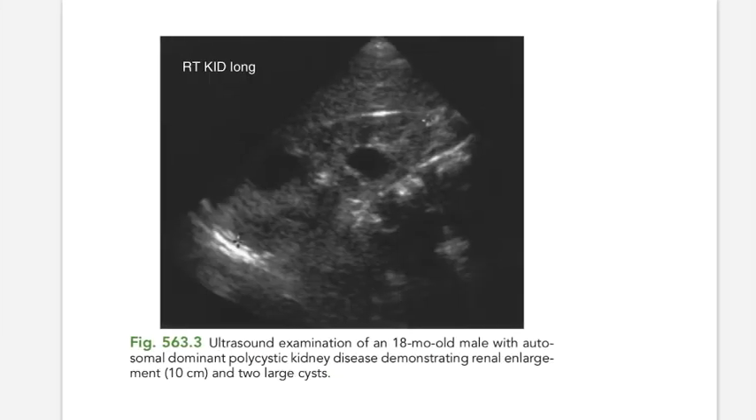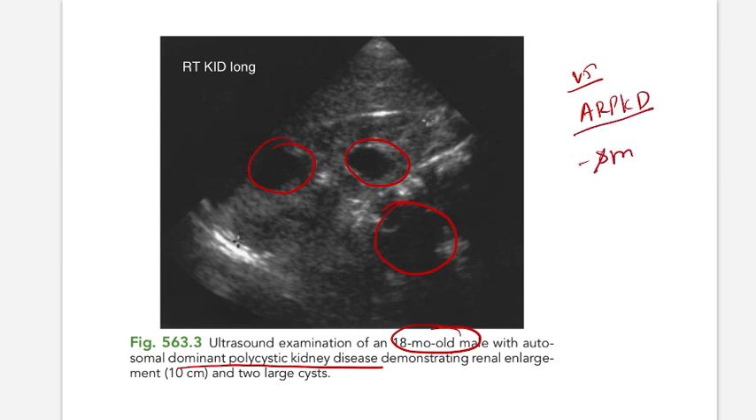Okay, as we see, this is an ultrasound examination of an 18-month-old male with autosomal dominant polycystic kidney disease. You are able to see the large cysts. These are multiple large cysts, but corticomedullary differentiation is preserved, versus autosomal recessive polycystic kidney disease. In those, small cysts are there and corticomedullary differentiation is lost. So this is the difference between autosomal dominant PKD and autosomal recessive PKD.